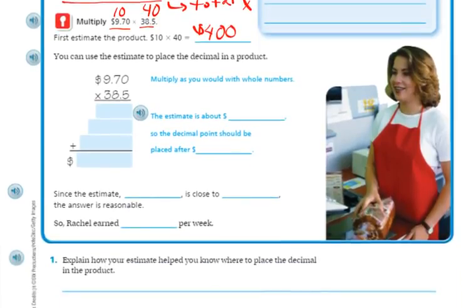All right, let's get to the actual multiplication, trying to find our actual answer, and then we will compare that to our estimate. So let's begin. You can use the estimate to place a decimal in the product. So we know we should be somewhere around $400. It'll help place that decimal point at the end. Let's begin our multiplying. So we have $9.70 times 38.5. We are not bringing down decimal points. We will place that at the end. Always make sure, when we're multiplying multi-digit numbers, we want to line our digits up as we go down through our multiplication process.